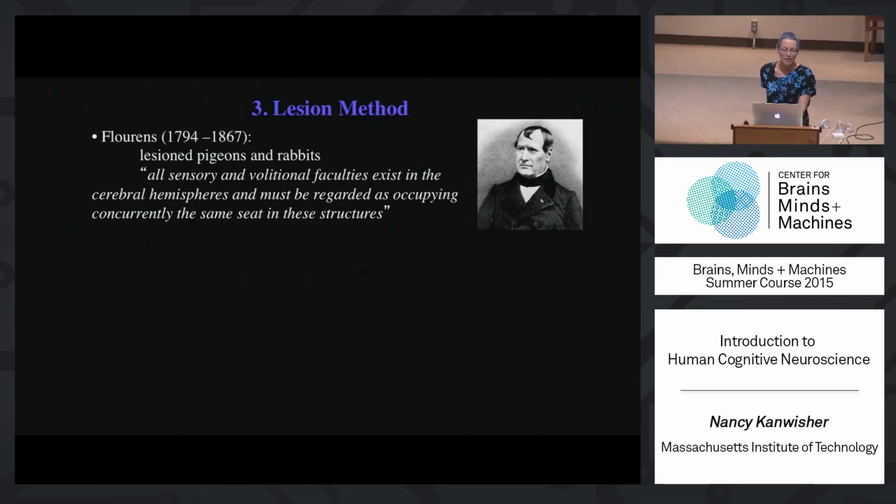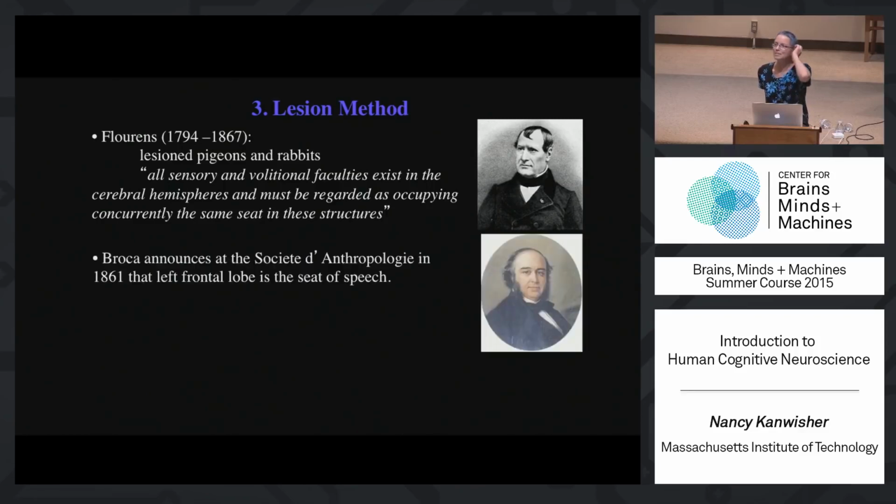In any case, he argued that all sensory and volitional faculties exist in the cerebral hemispheres and must be regarded as occupying concurrently the same seat in those structures. In other words, everything is on top of everything else in the brain. Okay, so that was the dominant view for a while.